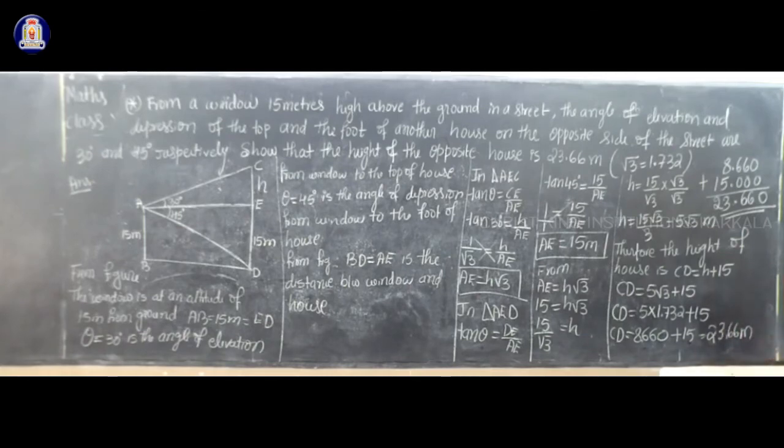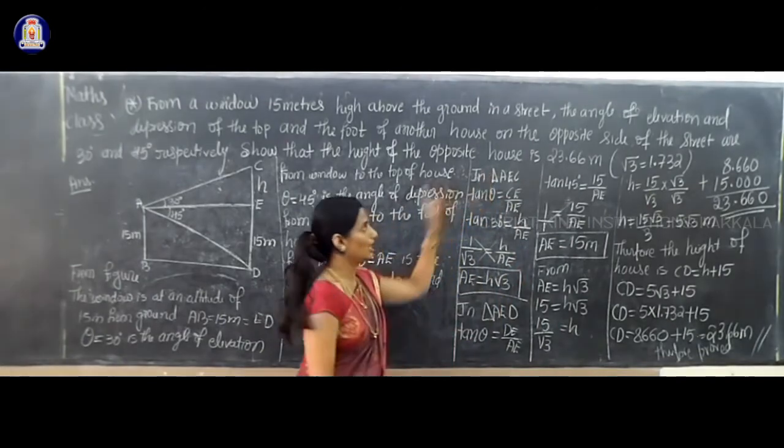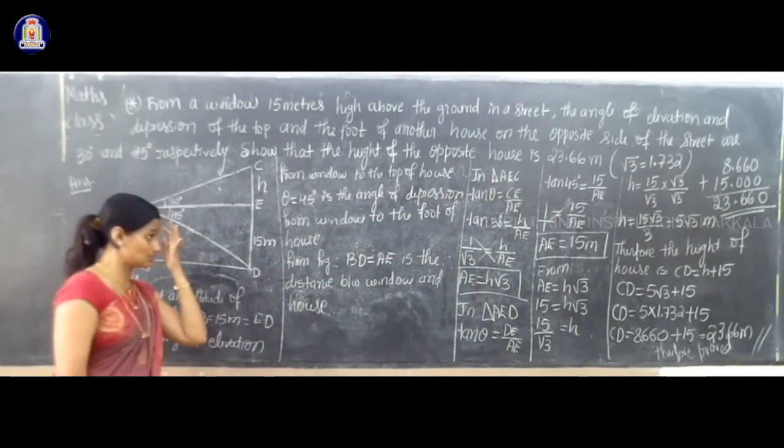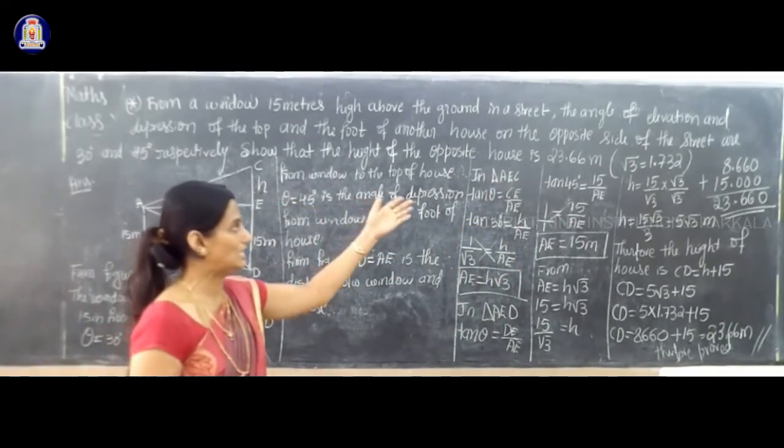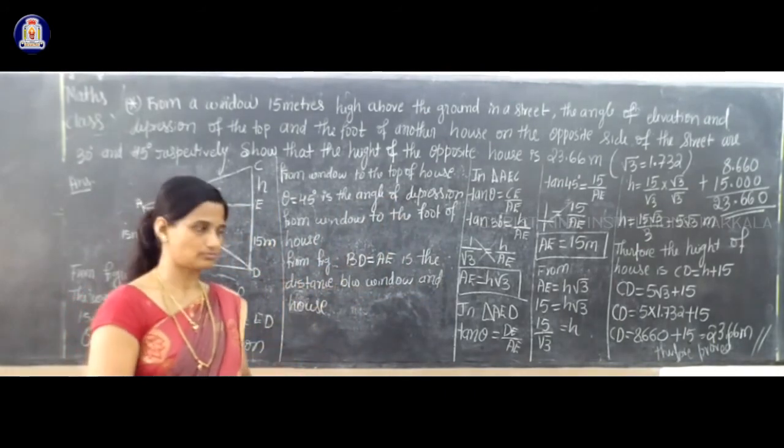So this is equal to 23.66 meter, the height of the house. Therefore proved. So why is it proved? Because he asked to show that the height of the house is 23.66 meter. That we got.